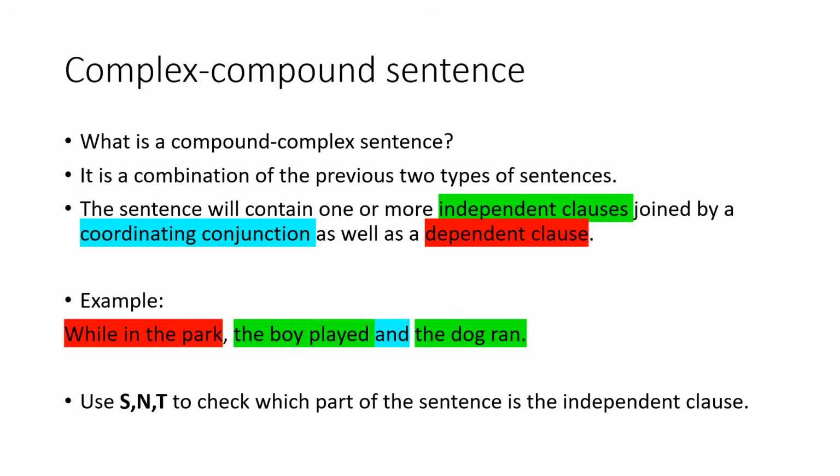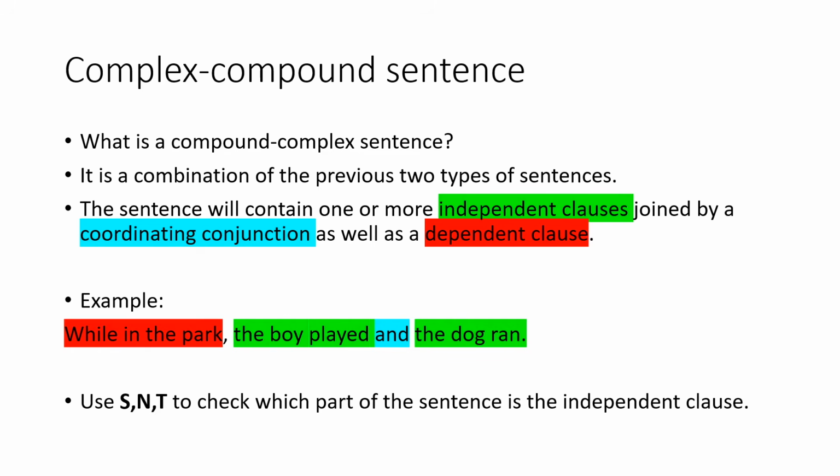Now we are going to look at a combination of the two, the complex compound sentence. What is a complex compound sentence? It is a combination of the previous two types of sentences. This sentence will contain one or more independent or main clauses joined by a coordinating conjunction, and it will have a dependent or a subordinate clause. Now that sounds like a long and winded definition. Let's look at the example.